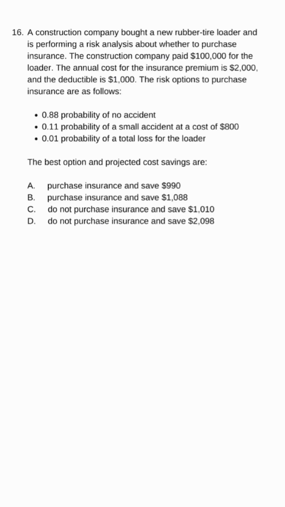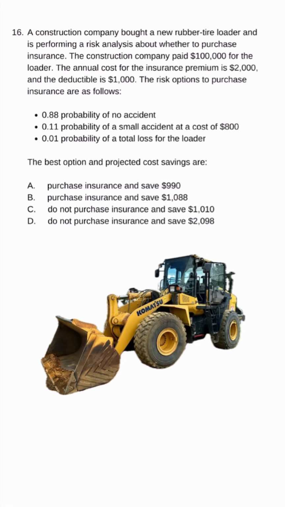A construction company bought a new rubber tire loader. A rubber tire loader looks like this, and they're performing a risk analysis to determine whether they want to purchase insurance or not. So when you read over this problem, you may be tempted to run to your reference handbook, but there's really no formula in there that's going to help you work through this problem. So let's just go through the scenarios.